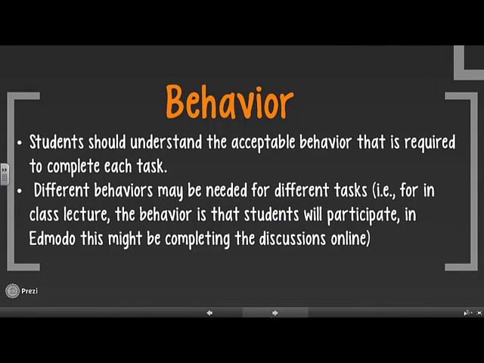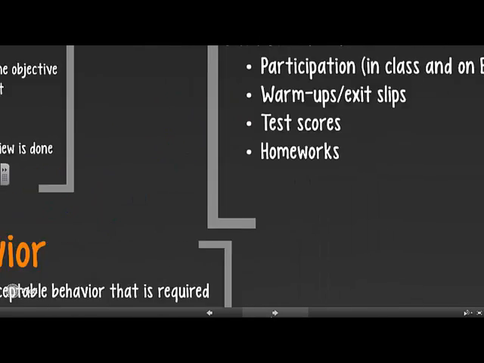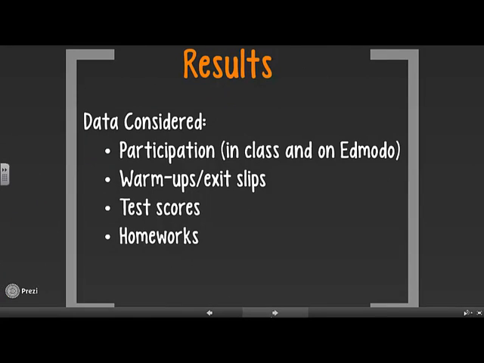Part of the evaluation phase is behavior. Students should understand the acceptable behavior that is required to complete each task. This may be completing a discussion or completing a think, pair, share, something like that. And then the results are discussed on things I consider as participation, warm-ups, exit slips, test scores, and homework.